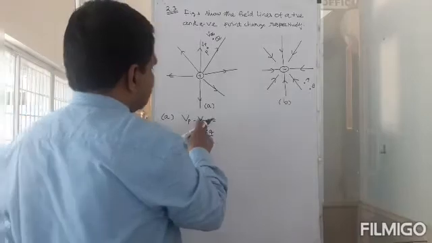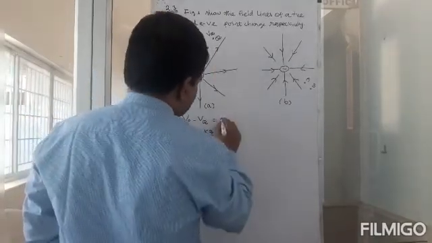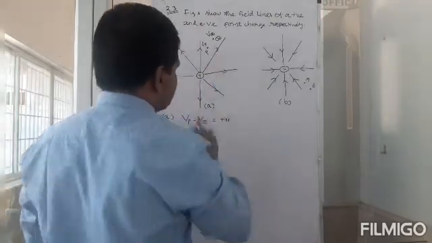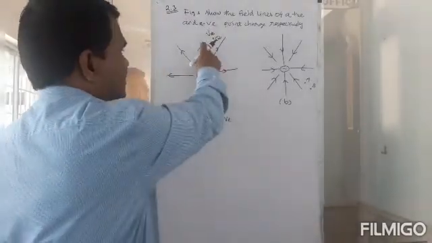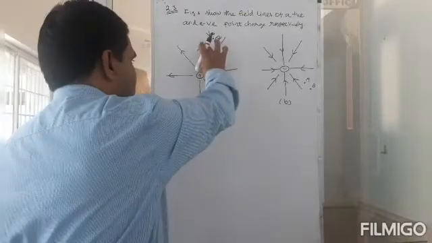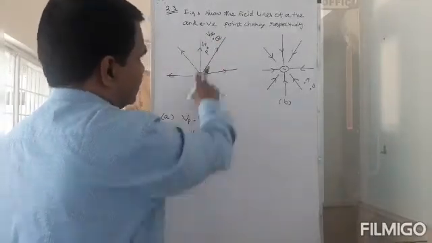So this Vp minus Vq should give you a positive number. So the potential difference between P and Q must be positive. Vp must be greater than Vq because it is closer to this. So R is smaller. So Vp will be greater than Vq.